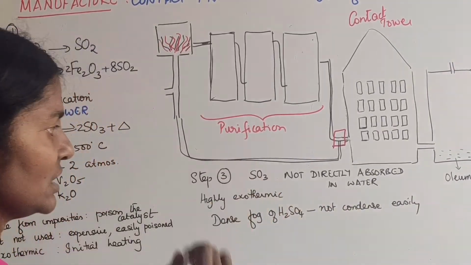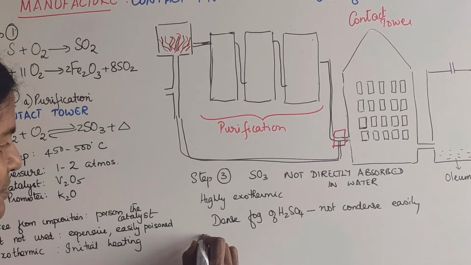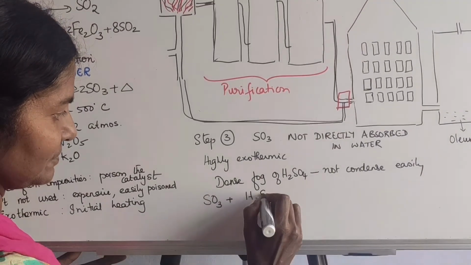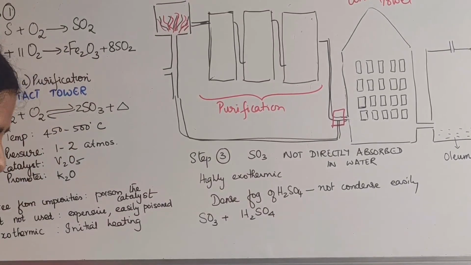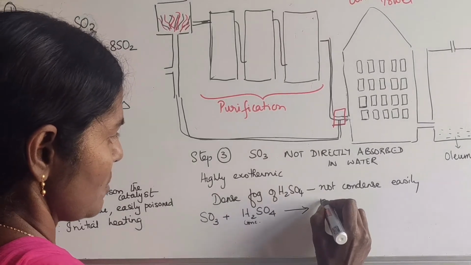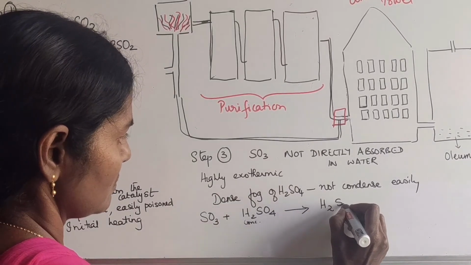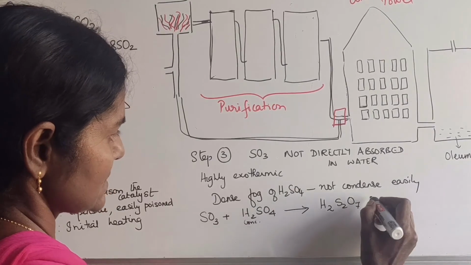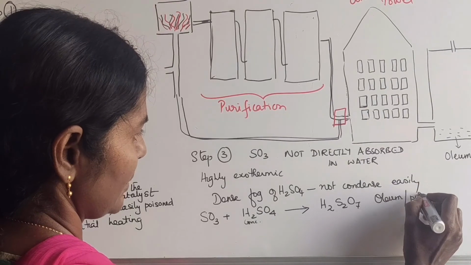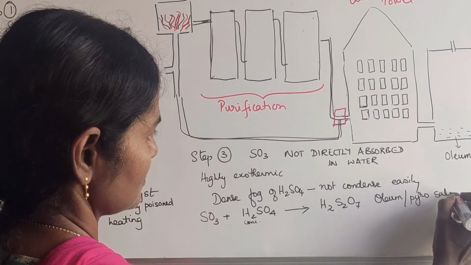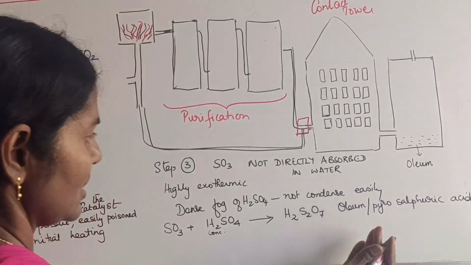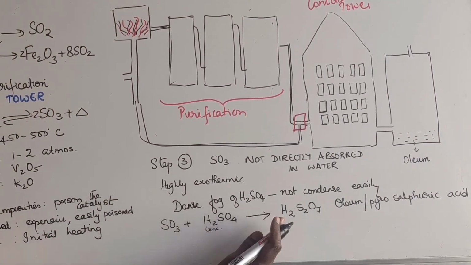So the third step is it will be absorbed in concentrated sulfuric acid. This is the third step. So this gives you something called oleum or pyrosulfuric acid. This is formed. This is a higher form of the sulfuric acid.